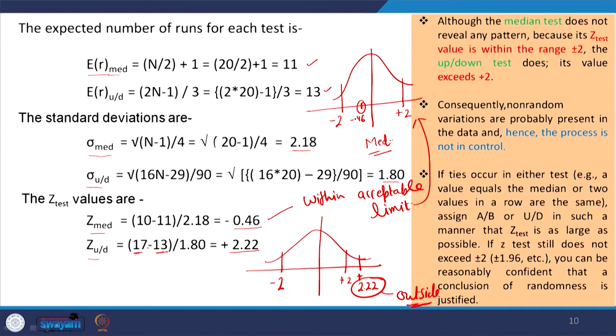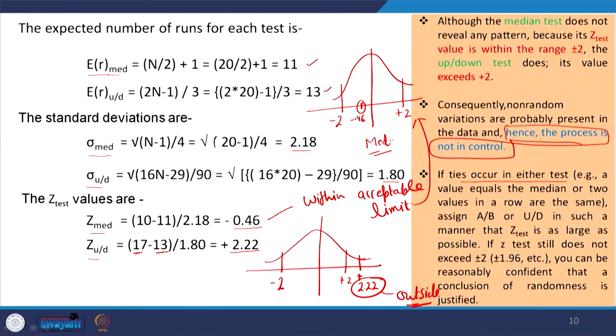So, here we can say that this particular process is not in control. We have concluded that this particular process is not in control, and we therefore need to recheck this process because it is going beyond the acceptable limit. Sometimes if ties occur in either test, for example, a value equals the median or two values in a row are the same, then assign A and B or U and D in such a manner that Z test is as large as possible.